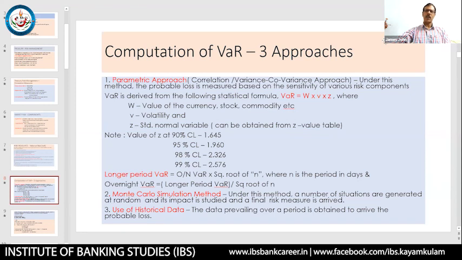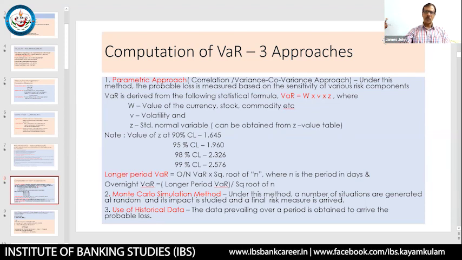Then the use of historical data: the data prevailing over a period is obtained to arrive at a probable loss. Suppose they are studying the value of gold. They will take the historical data: what happened to the value of gold in the previous, say, 1 year or 2 years? They make it a time series and look at when the value is going up and when it is coming down. Depending upon that, they arrive at a conclusion. That is the use of historical data.